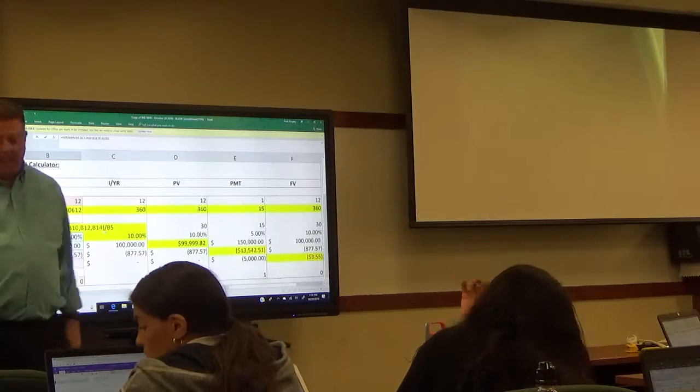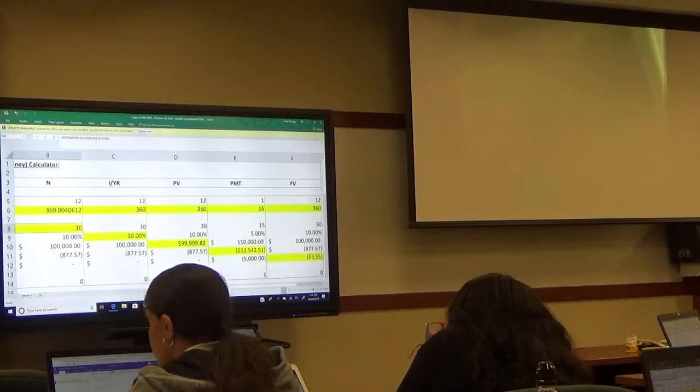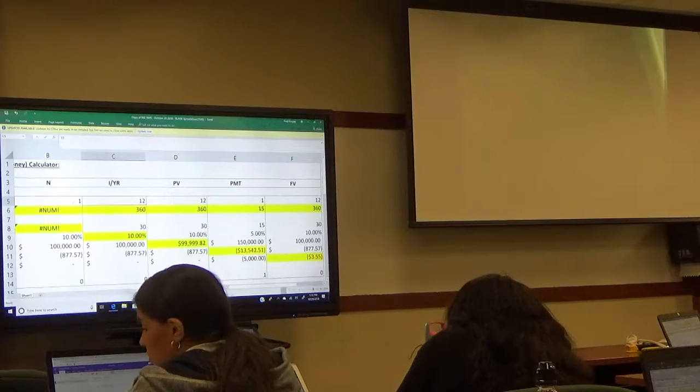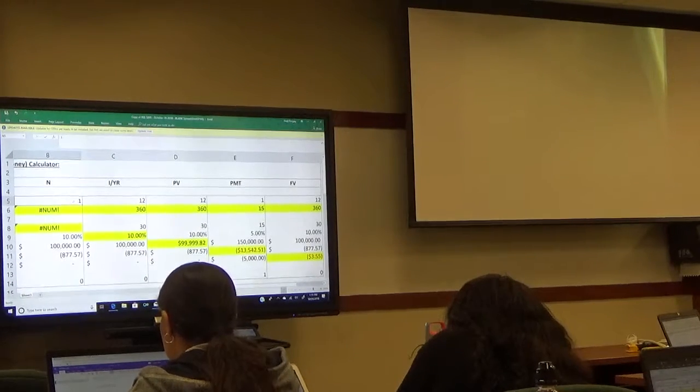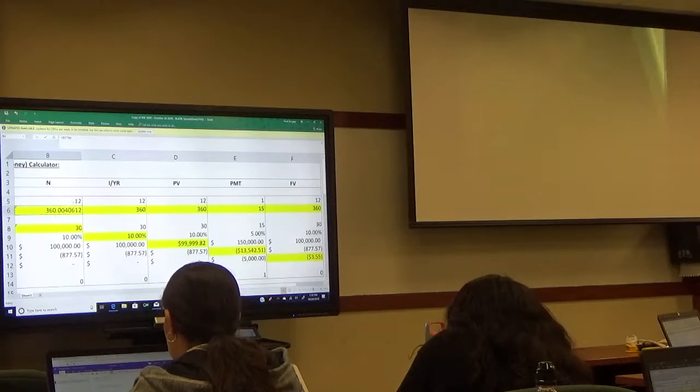So if everybody did everything correctly, we should be able to, for example, set all of these to 1 payment per year. Well, this one, in that case, is probably not going to work. Let's make this 15%.